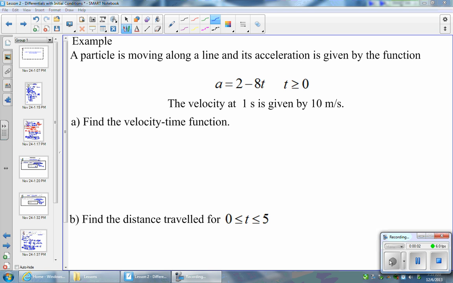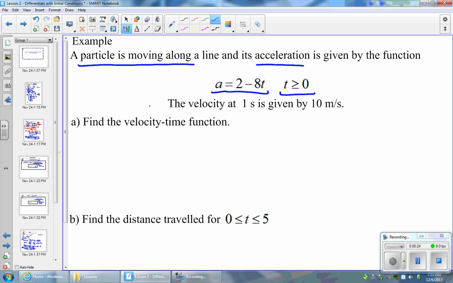All right, so this example involves acceleration of a particle, and this is a part of your Learning Guide 7 Antiderivatives Learning Guide. So I'm going to start by reading the actual question here. It says the particle is moving along a line, and its acceleration is given by the function a is equal to 2 minus 8t, where t is greater than or equal to 0.